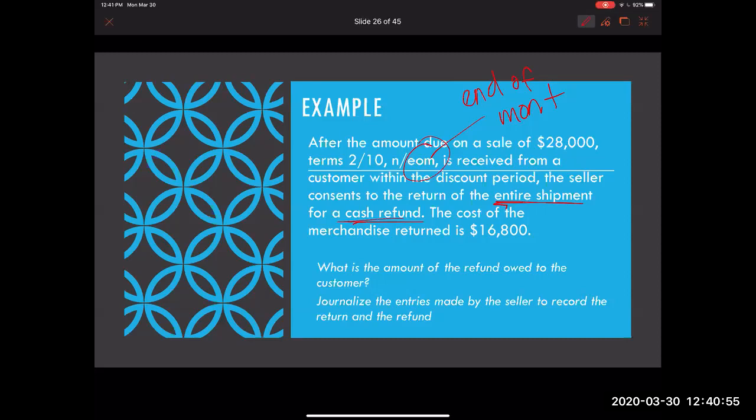In the two questions to follow, it asks, what is the amount of the refund owed to the customer? And it's asking us to journalize the entries to be made by the seller to record the return and the refund, okay? So I'm going to switch applications to make this a little bit better.